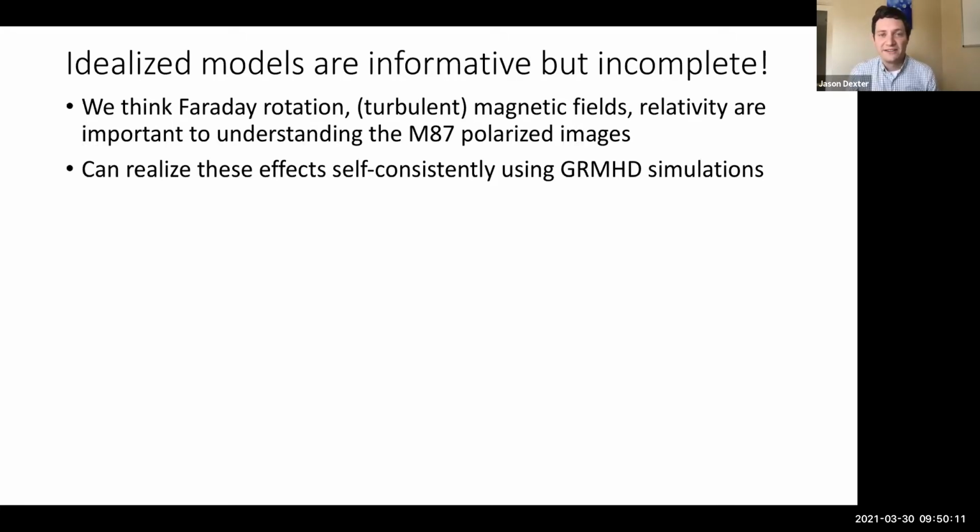So what we did to try to deal with this is we turned to numerical simulations where we can include all these effects. They're limited in parameter space coverage and have other unknowns. We don't claim to be able to make the only possible models, but we at least then have a way to realize the combined effects of Faraday rotation with turbulent magnetic fields, relativistic effects, and all those things in one physically self-consistent picture. And so we use those to help us understand the M87 polarized images.